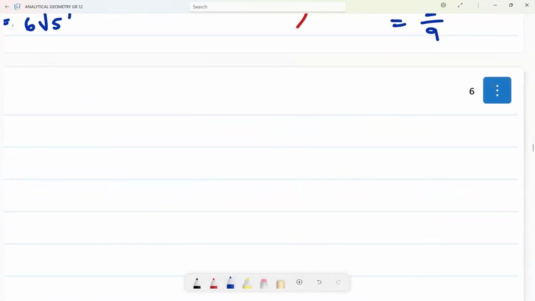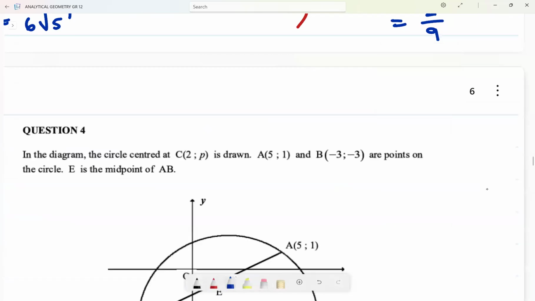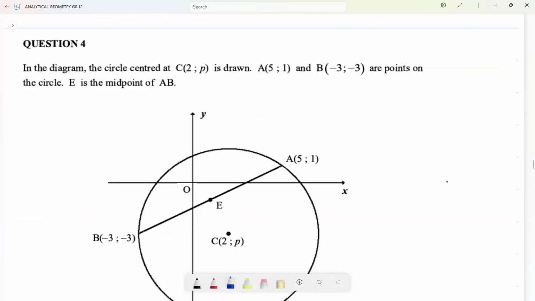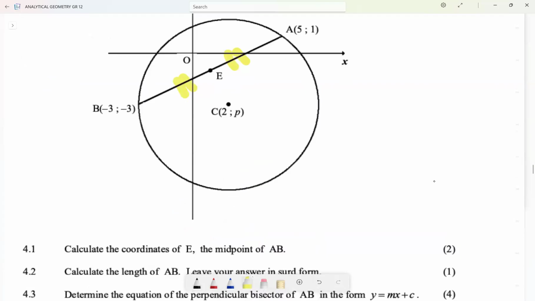And then we're going to move on to question 4 of the same question paper. Question 4, what is this grade 12 one again? It says, in the diagram, the circle centered here, A and B are points on the circumference. This is not the center, guys, the center is here. E is the midpoint of AB. Very important, E is the midpoint of AB. If it's the midpoint, then it's easy to find the coordinates.